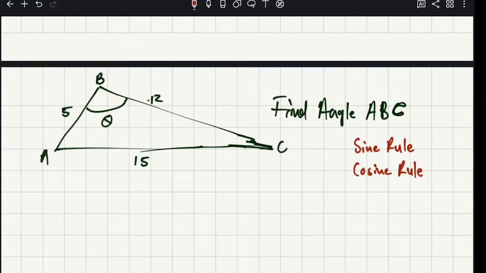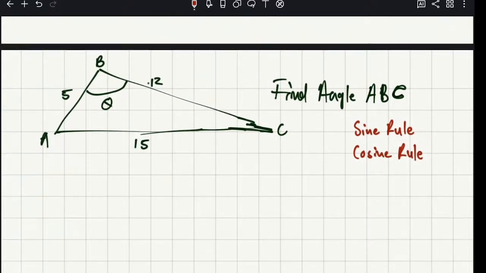What does the cosine rule say? This side here, which is opposite your angle, you write it as squared. The side 15, which is opposite our angle, we write as squared. So you write 15 squared. It is equal to the other two, the 5 and the 12, and they will be squared and adding. So the one which is opposite your angle is alone, squared. These other two will be squared and adding.